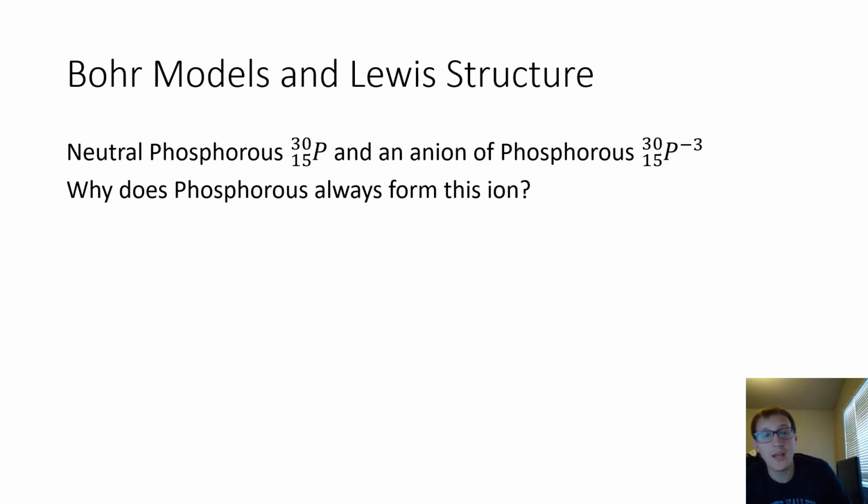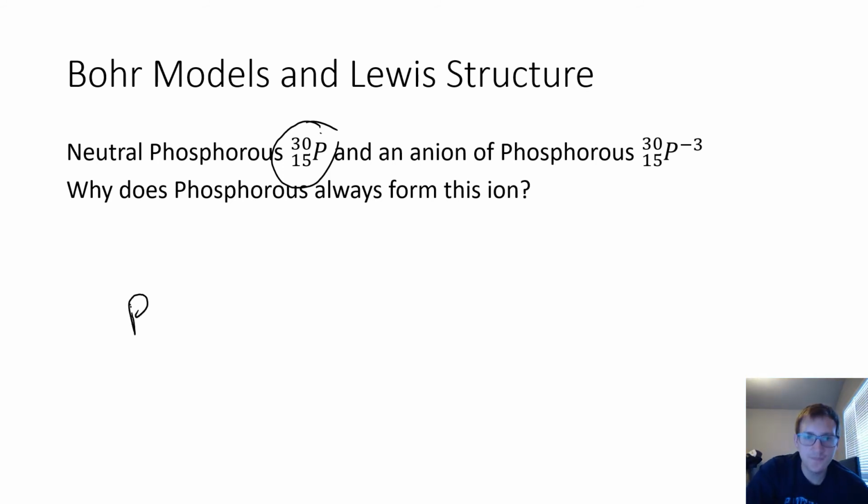All right, so next up we have Bohr models and Lewis dot structures. Again, these are going to be drawing ones. So let's just get into it. We have a neutral phosphorus atom that we need to make. And so I'm going to start with phosphorus here.